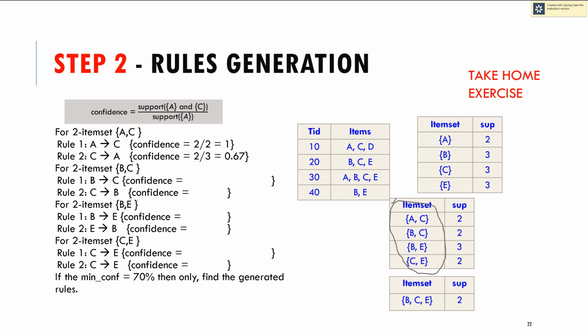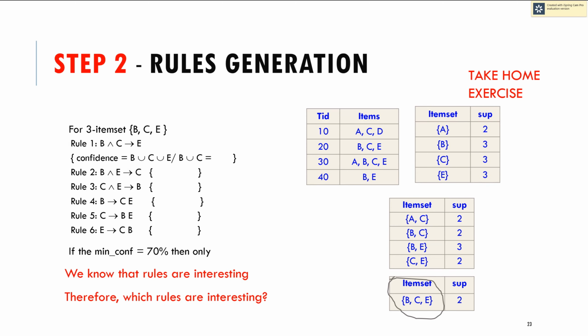Now, if you take a look at the 3-item set, that is B, C and E here, we would like to see the rules of a 3-item set. So how many rules are you going to have here? Since you have 3 items, you are going to have 6 rules.